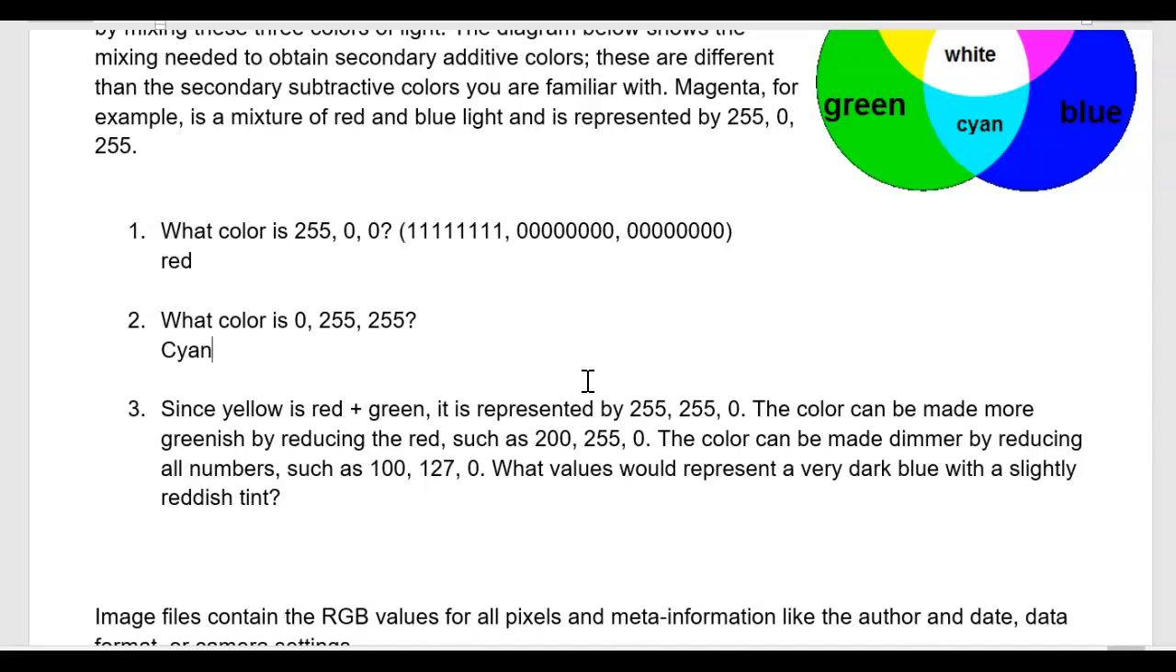And so what value would represent a very, very dark blue? What do you think? A very, very dark blue with a reddish tint. What do you think? Okay.